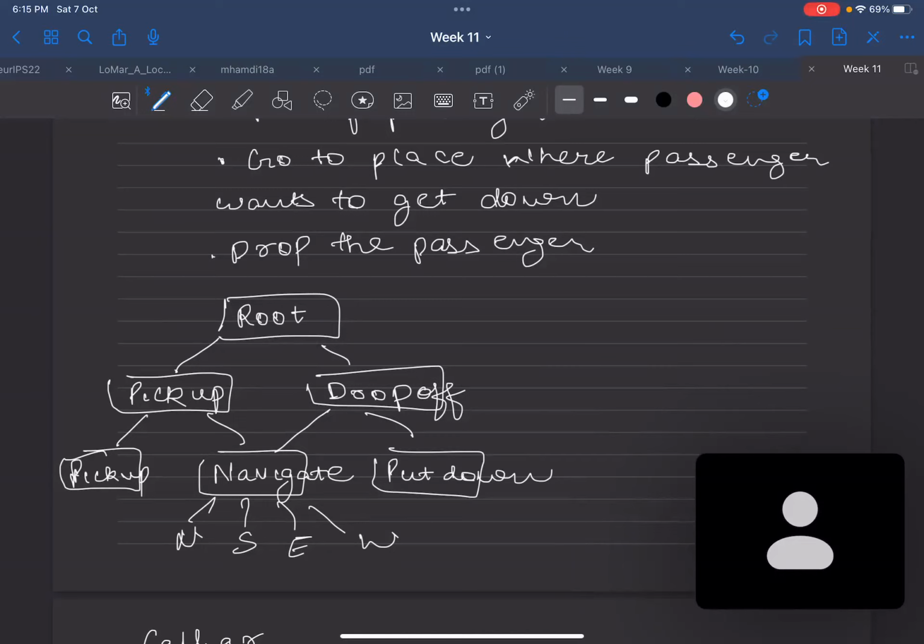Okay, madam. So, yes, overall we have two tasks: pick up and drop. Pick up a passenger and drop off a passenger. And then the subtasks or primitive actions under the pickup task are navigate to the place where the passenger is to be picked up, and actually pick up. Those two are the actions under the pickup task. Drop off is navigate to the place where we need to drop off, and then we call it put down, drop off the passenger. And the navigation task has four primitive actions: navigating to north, south, east, west. Yes. You're correct.